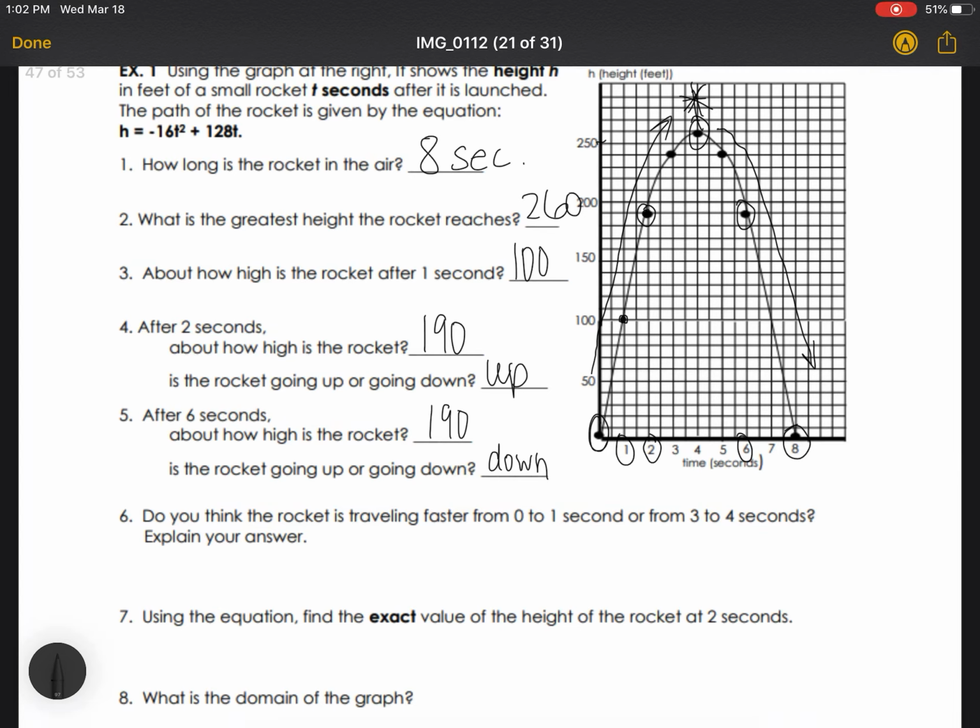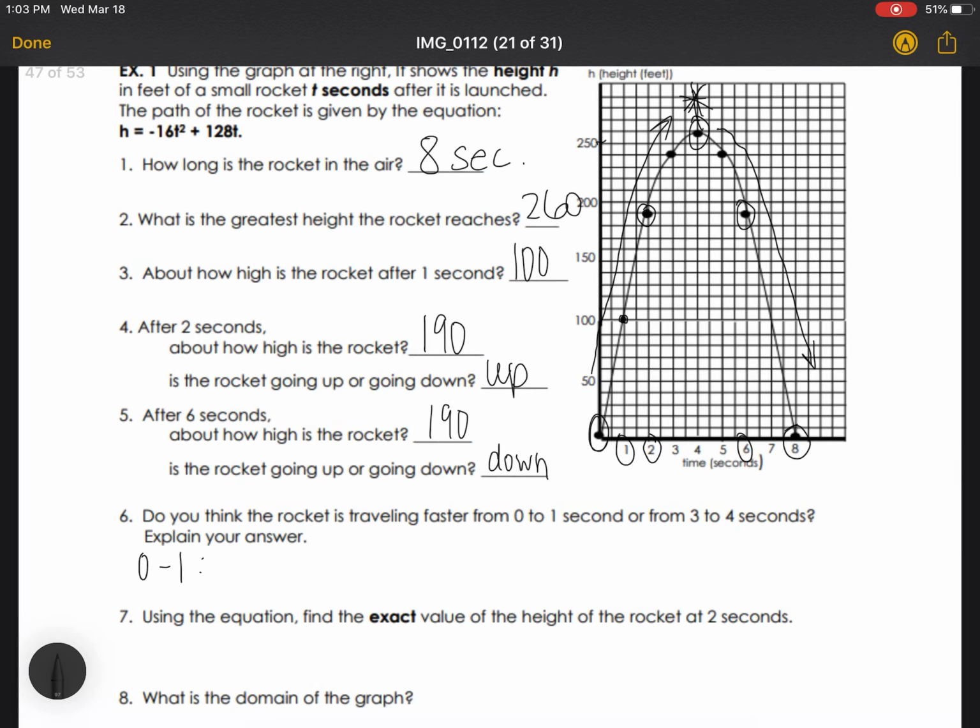Number 6 says, do you think the rocket is traveling faster from 0 to 1 seconds or 3 to 4 seconds? And explain your answer. This is asking about the slope of the line. The bigger the slope is, the faster that this rocket is traveling. So we can actually find the slope between 0 and 1, find the slope between 3 and 4, and then compare those to see which one is going faster.